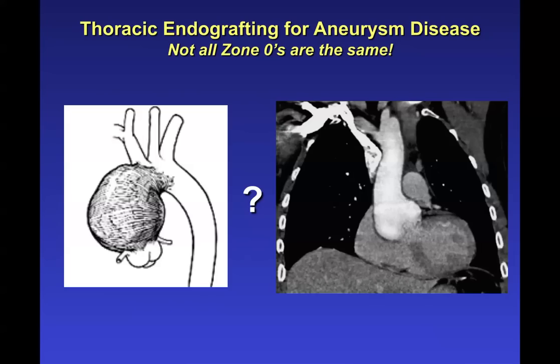On the left-hand side is a patient with Marfan syndrome who suffers from annuloaortic ectasia with a large aortic aneurysm, a large aortic annulus and aortic root aneurysm. These two are very different anatomies and would pose very different issues with regards to stent grafting. They're not all created the same.